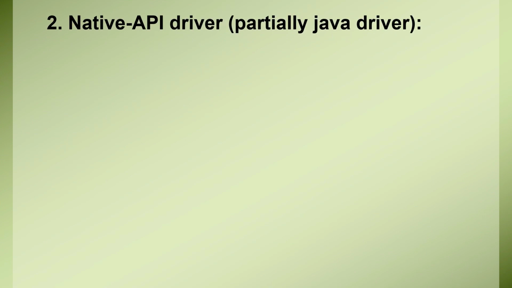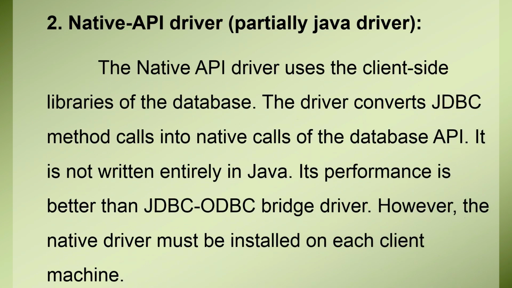Native API Driver, partially Java Driver. The native API driver uses the client-side libraries of the database. The driver converts JDBC method calls into native calls of the database API. It is not written entirely in Java. Its performance is better than the JDBC-ODBC Bridge Driver. However, the native driver must be installed on each client machine.